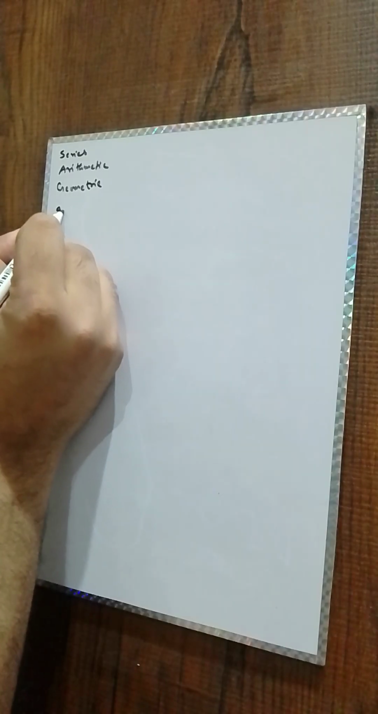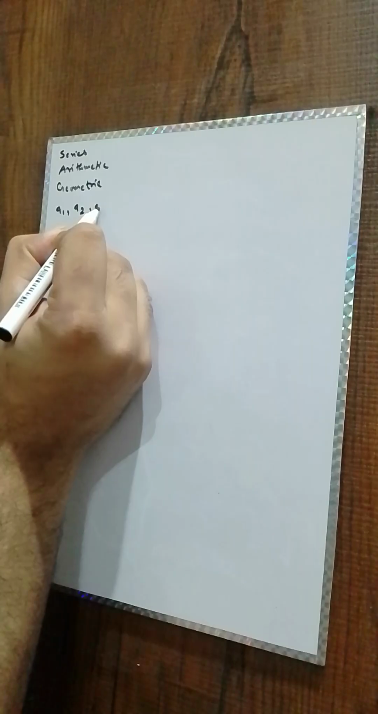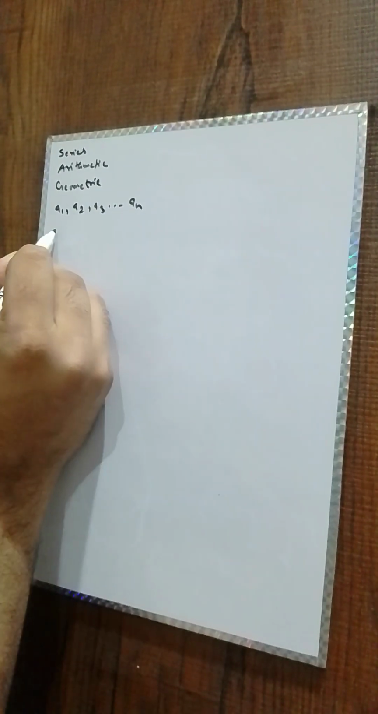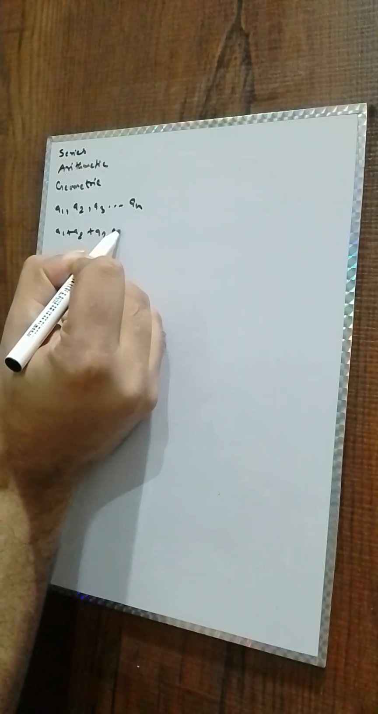So the general notation is A1, A2, A3 up to AN, and the summation is A1 plus A2 plus A3 plus up to AN.